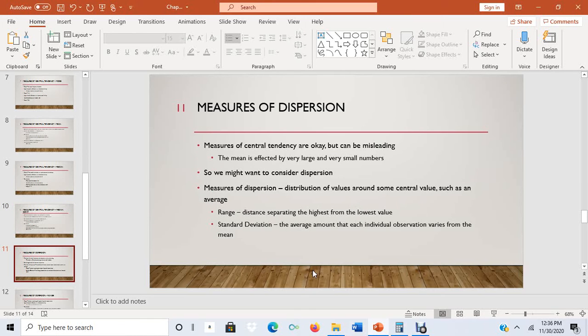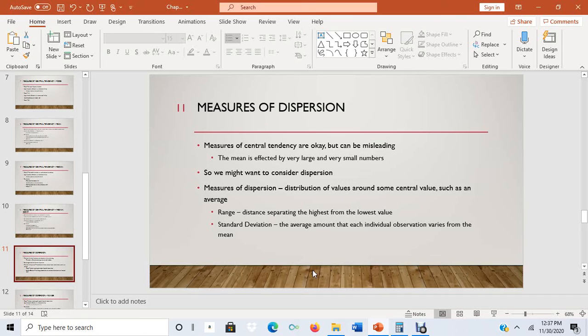Let's talk a little bit about the measures of dispersion. The measures of dispersion are the distribution of values around some central value, such as the mean. We have to be careful about calculations that involve the mean, because the mean is affected by very large and very small numbers. So we might want to calculate measures of dispersion, and this will tell us a little more about the data.